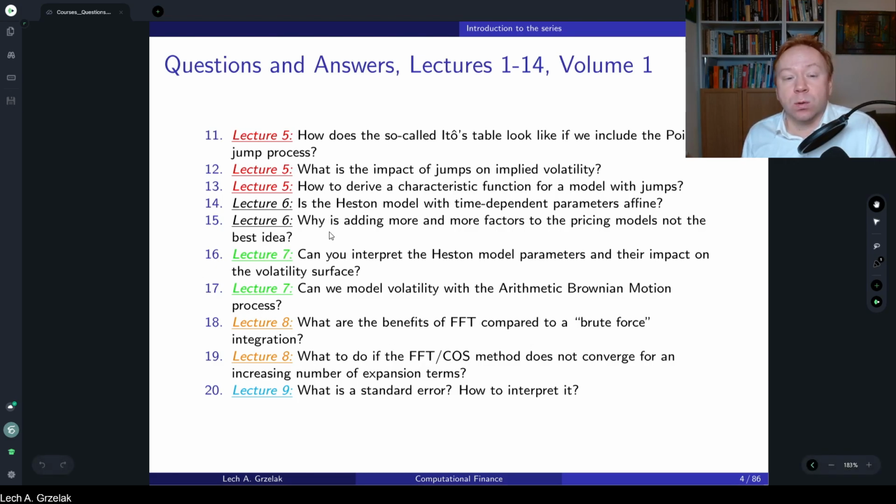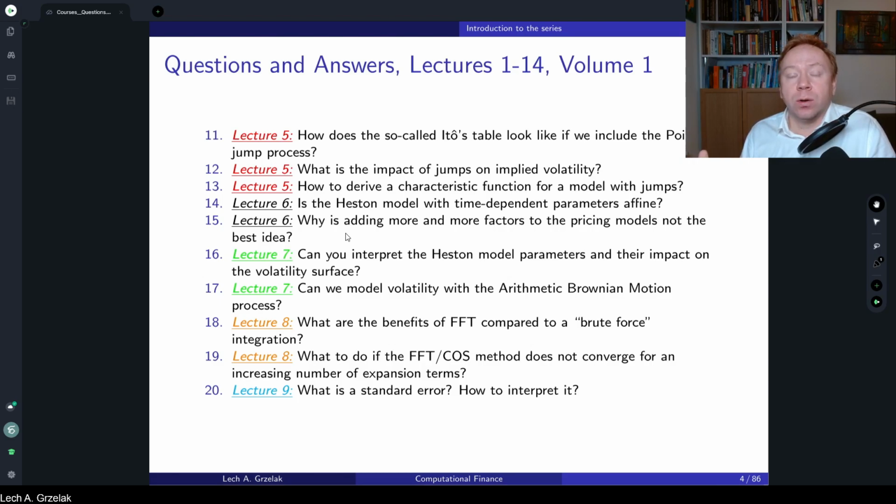Lecture number 6 was about stochastic volatility models. The first question is about the Heston model with time-dependent parameters, and whether the model defined as such is affine or not, and of course what the affinity conditions are. This is a very interesting question. Question number 15 is whether adding more factors to your stochastic model will help you obtain better results.